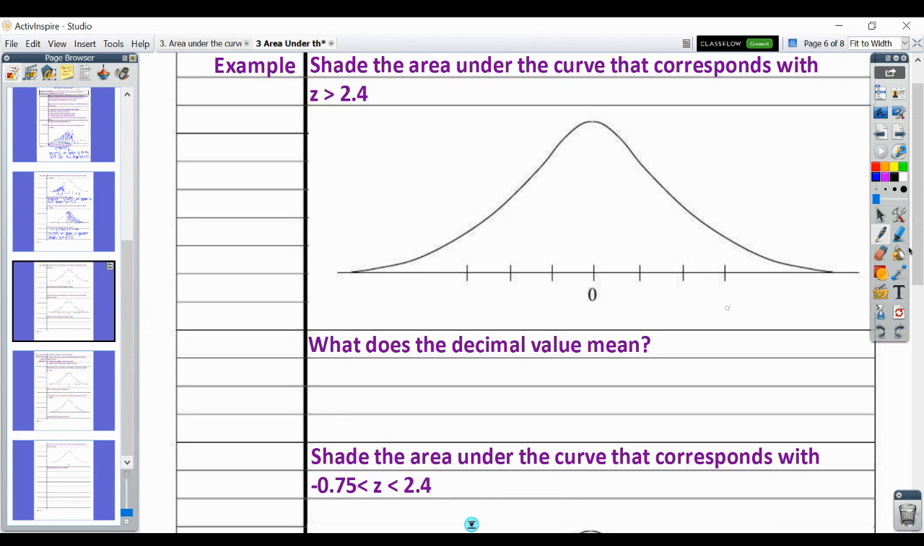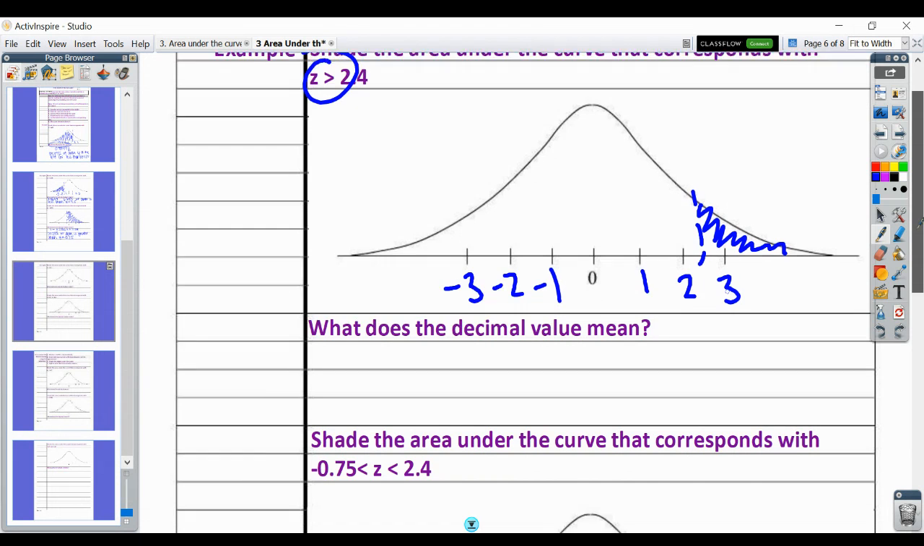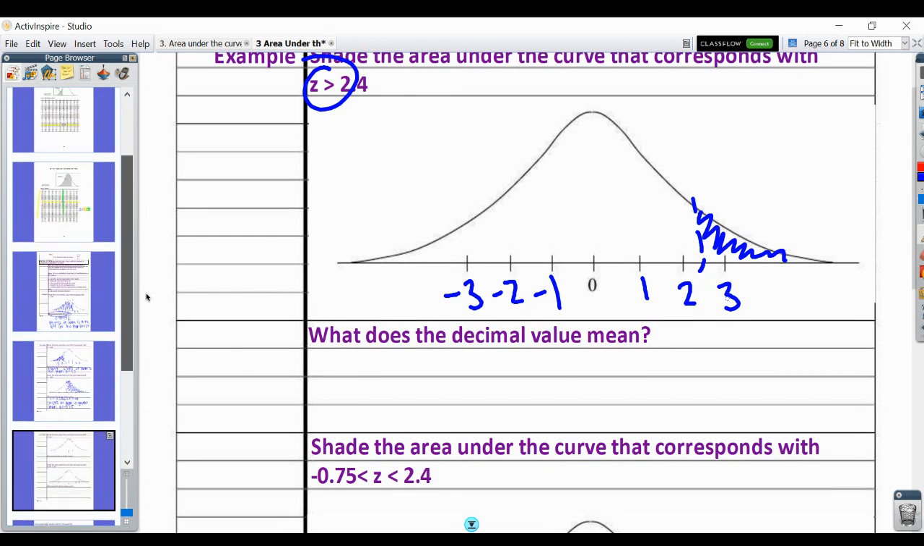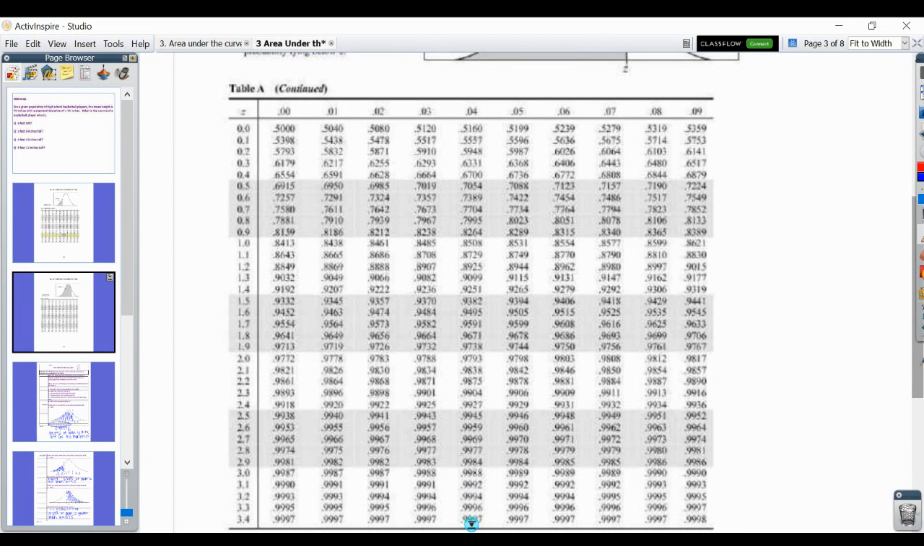Okay, so now we're going to look at shading the area under the curve that corresponds with z is greater than 2.4. So you can make your scale again. Again, 0 is always in the middle, and it goes from negative 3 to positive 3 using a scale of 1. Look for 2.4, which is about halfway in between 2 and 3. We want z is greater than 2.4, so you want to shade to the right of z. And then go back to your z-score table and look up a z-score of 2.4, which again is nice because it's really close, 0.9918.